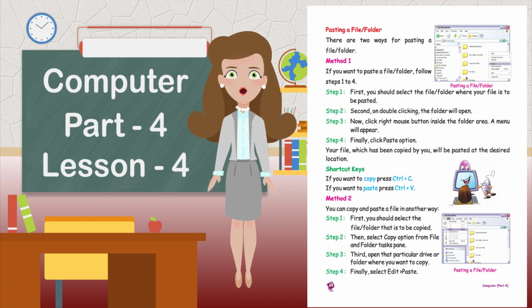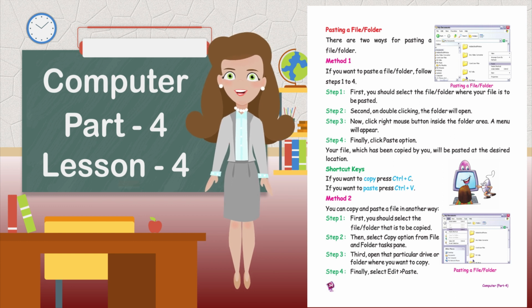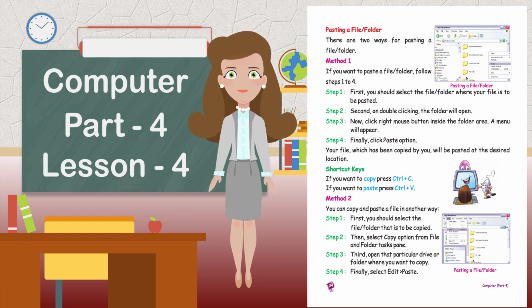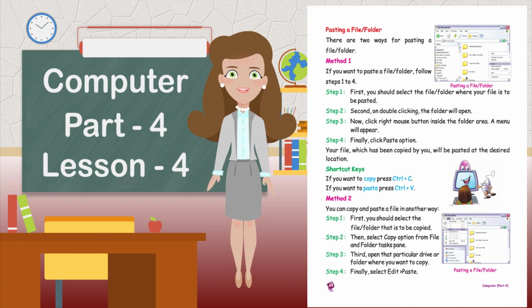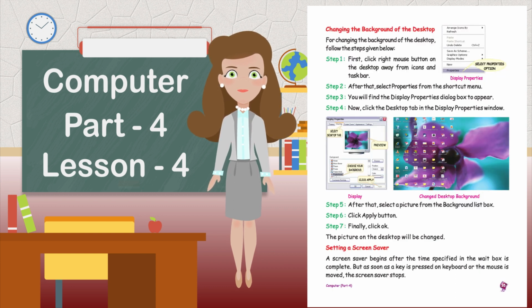Method 2. You can copy and paste a file in another way. Step 1. First, you should select the file folder that is to be copied. Step 2. Then select Copy option from File and Folder Task pane. Step 3. Third, open that particular drive or folder where you want to copy. Step 4. Finally, select Edit, then Paste.